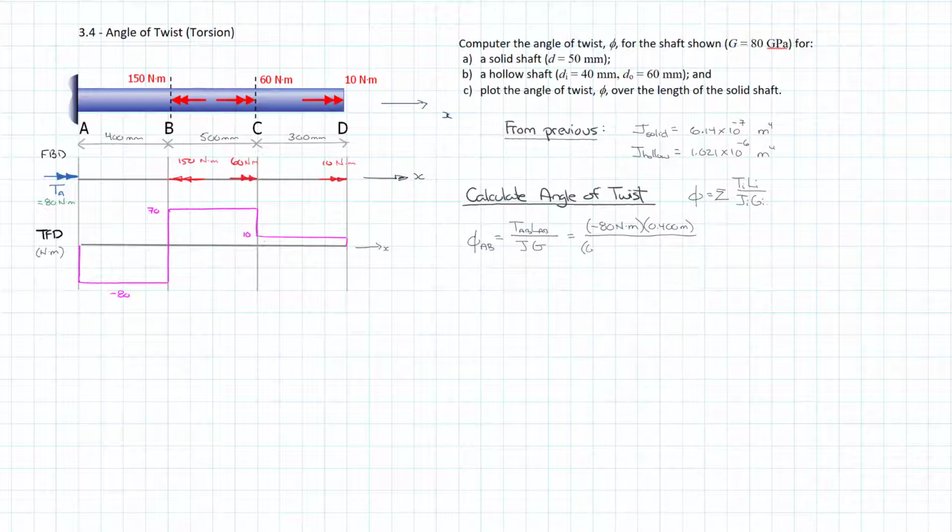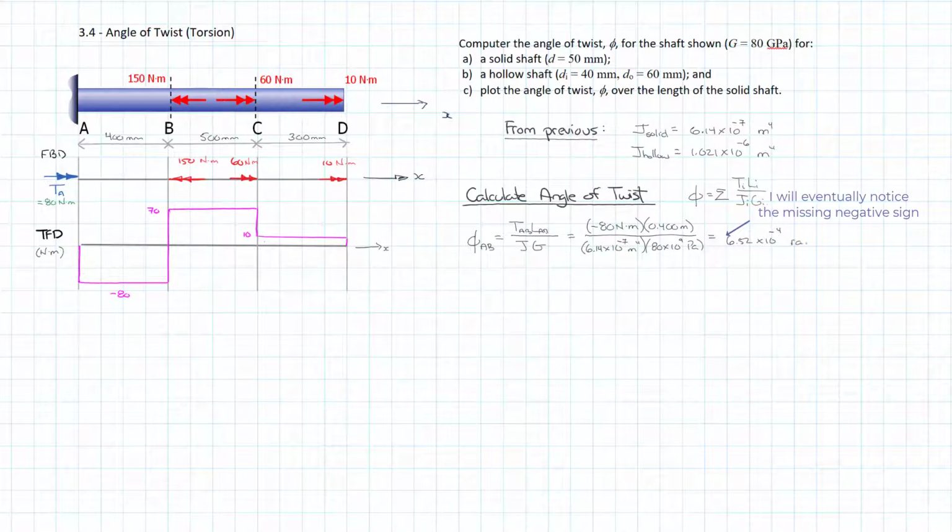And this is going to be in the initial instance for the solid shaft, so I use our polar moment of inertia for the solid shaft, 6.14 times 10 to the minus 7 meters to the fourth. And our shear modulus, which was given in the question, is 80 gigapascals. So we know that that is 80 times 10 to the 9th pascals. And so that's going to give us an answer of 6.52 times 10 to the minus 4th radians. So we're going to repeat that for sections BC and CD.